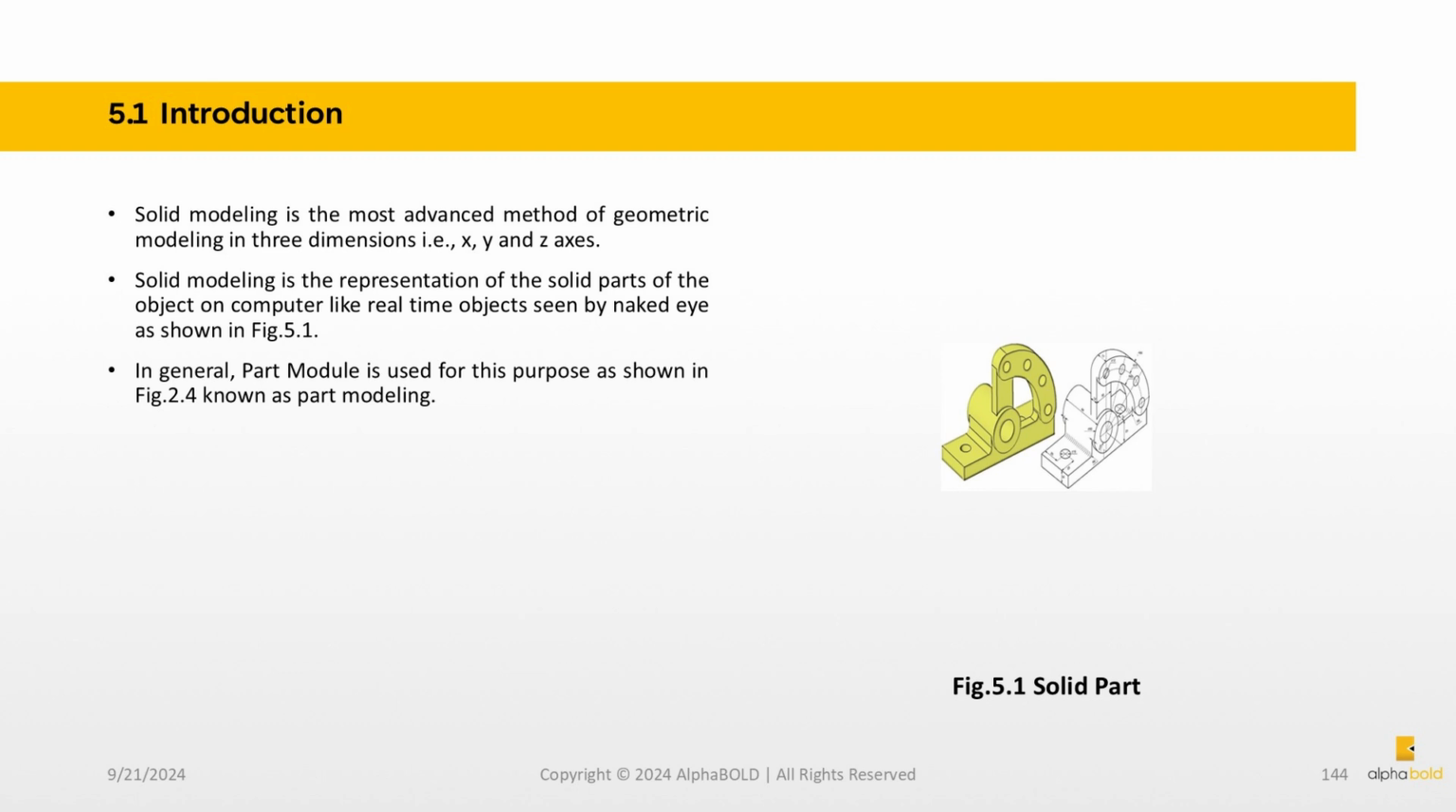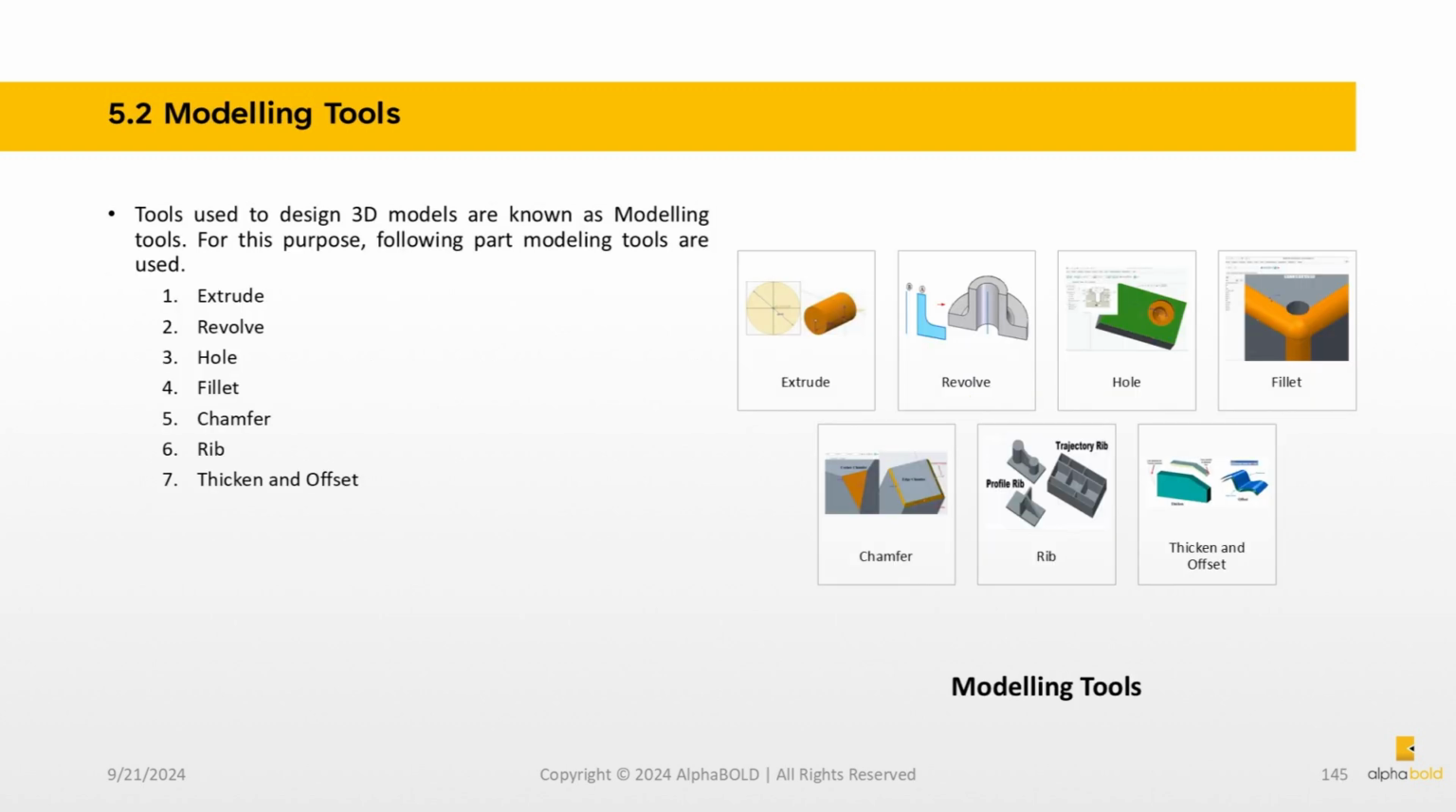Solid modeling is the most advanced method of geometric modeling in 3 dimensions, i.e., x, y, and z axis. Solid modeling is the representation of the solid parts of the object on computer like real-time objects seen by naked eye. In general, part module is used for this purpose, known as part modeling. Tools used to design 3D models are known as modeling tools. For this purpose, the following part modeling tools are used: Extrude, Revolve, Hole, Fillet, Chamfer, Rib, Thicken, and Offset.